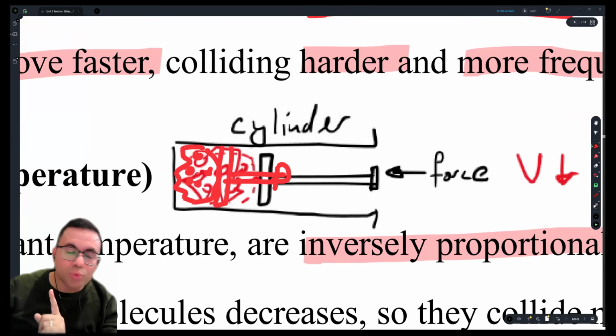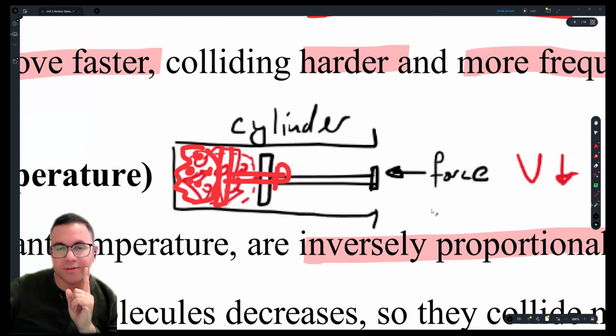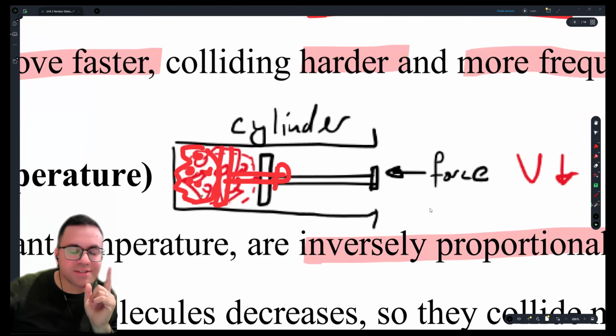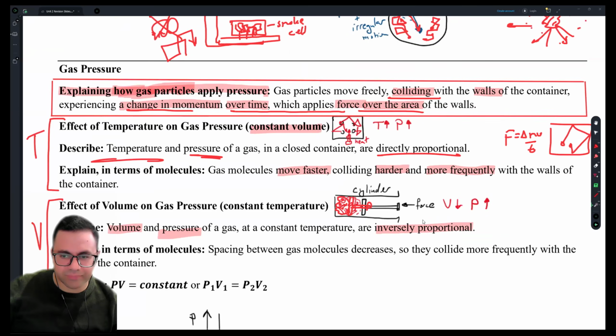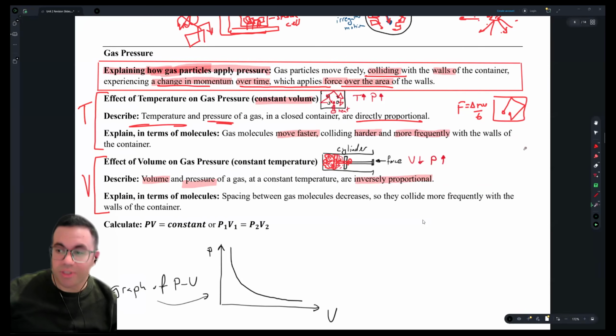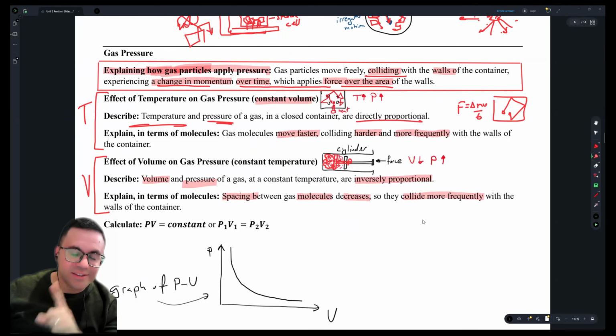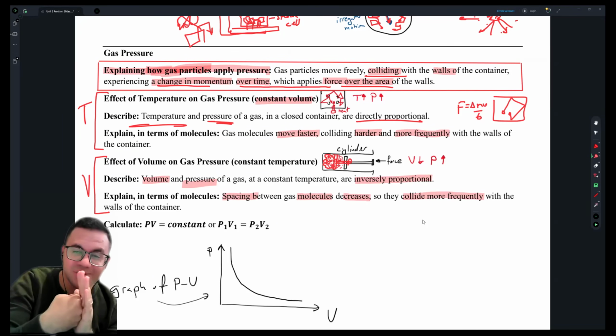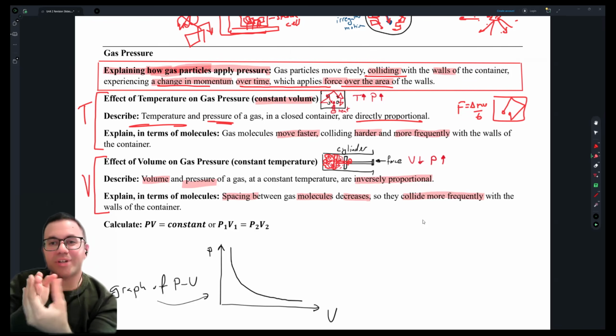The molecules will not move faster. They're not moving faster because speed depends on temperature. They're just colliding more frequently because the space between them decreases. Okay? So keywords to answer, if I ask you to explain why this happens: the space between the molecules decreases. They're not moving faster, so they only collide more frequently. They don't collide stronger, because that depends on speed. They just collide more frequently because you trap them in a smaller space.